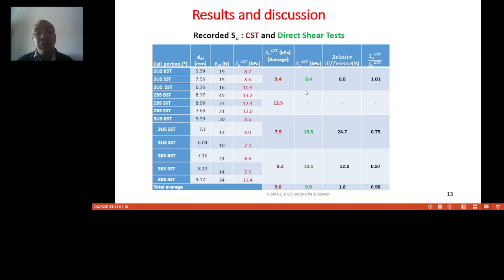Here we have the relative difference between those values, or in another way, the ratio between the SU measured by the CST to that measured by the direct shear test. And as we can see here, we have some difference between those values, and we have the total average value of undrained cohesion, which is 9.8 for the SU and 9.9 for the direct shear test. So the relative difference is small, but in this case the relative difference is a bit high.